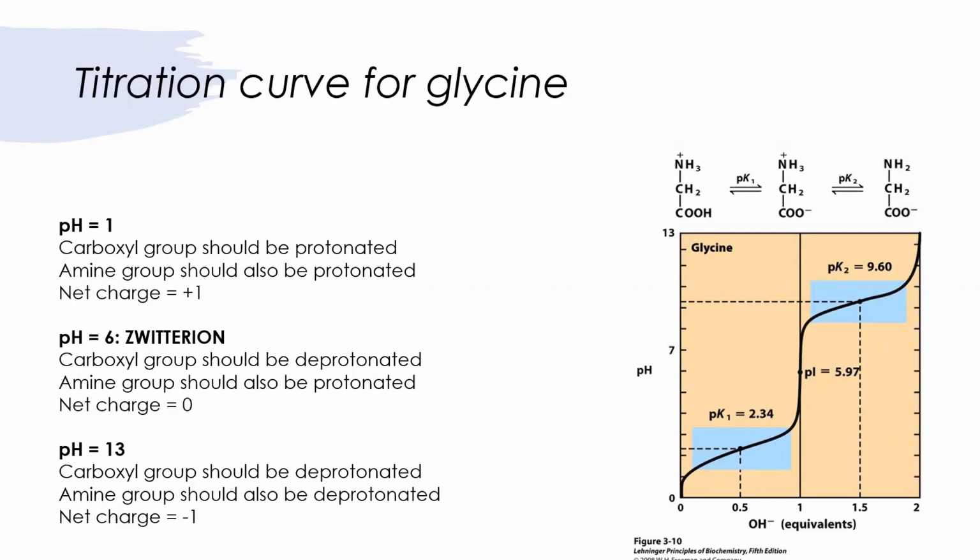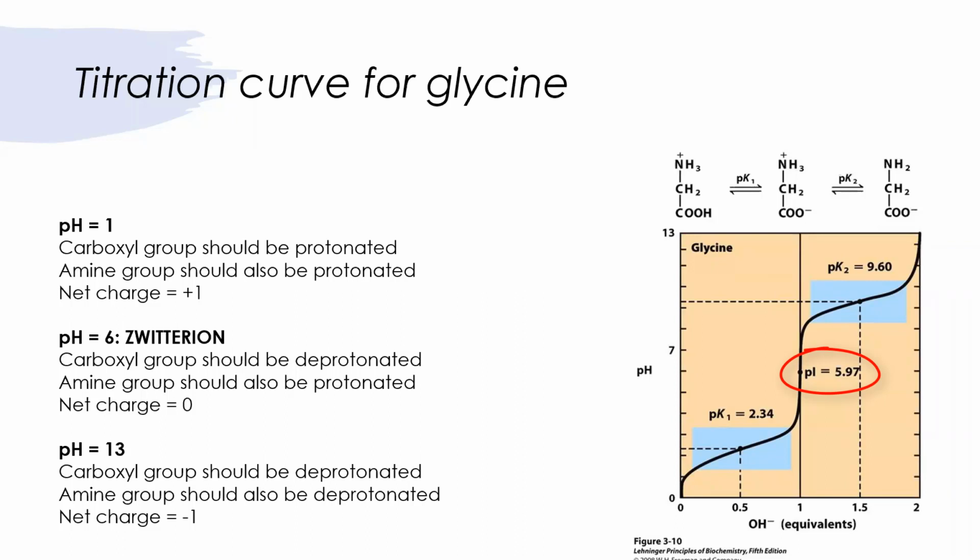Let's think about what's going on at pH 6. At pH equal to 6, glycine is known as a zwitterion, meaning it can act as an acid by donating a proton, or it can act as a base by accepting one. When the amino acid's net charge is 0, the amino acid is said to be at its isoelectric point because it would not move when it was exposed to an electric field. Every amino acid has a unique pI, or isoelectric point. The pI value for glycine is 5.97.